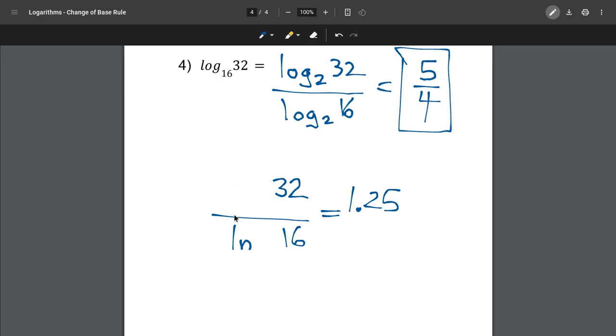I could pick any number, really. I could even do something silly, like do log with a base of pi over log with a base of pi. The key here is I'm keeping my base consistent.